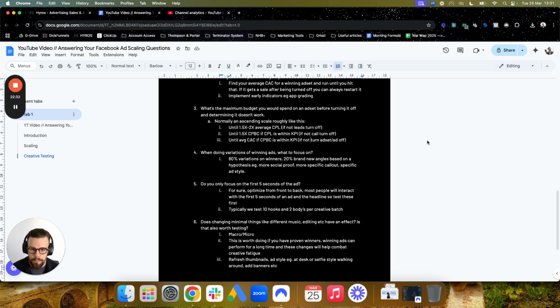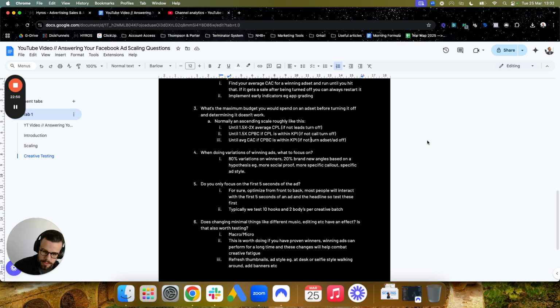Or would they benefit from a specific ad style, whether that's selfie style on your phone, recording it at a desk, whether it's, I wouldn't say UGC because I'm not a fan of that, but testimonials from a client, whatever it is, testing a different ad style. But it should be a hypothesis that if we do this, this will be the result.